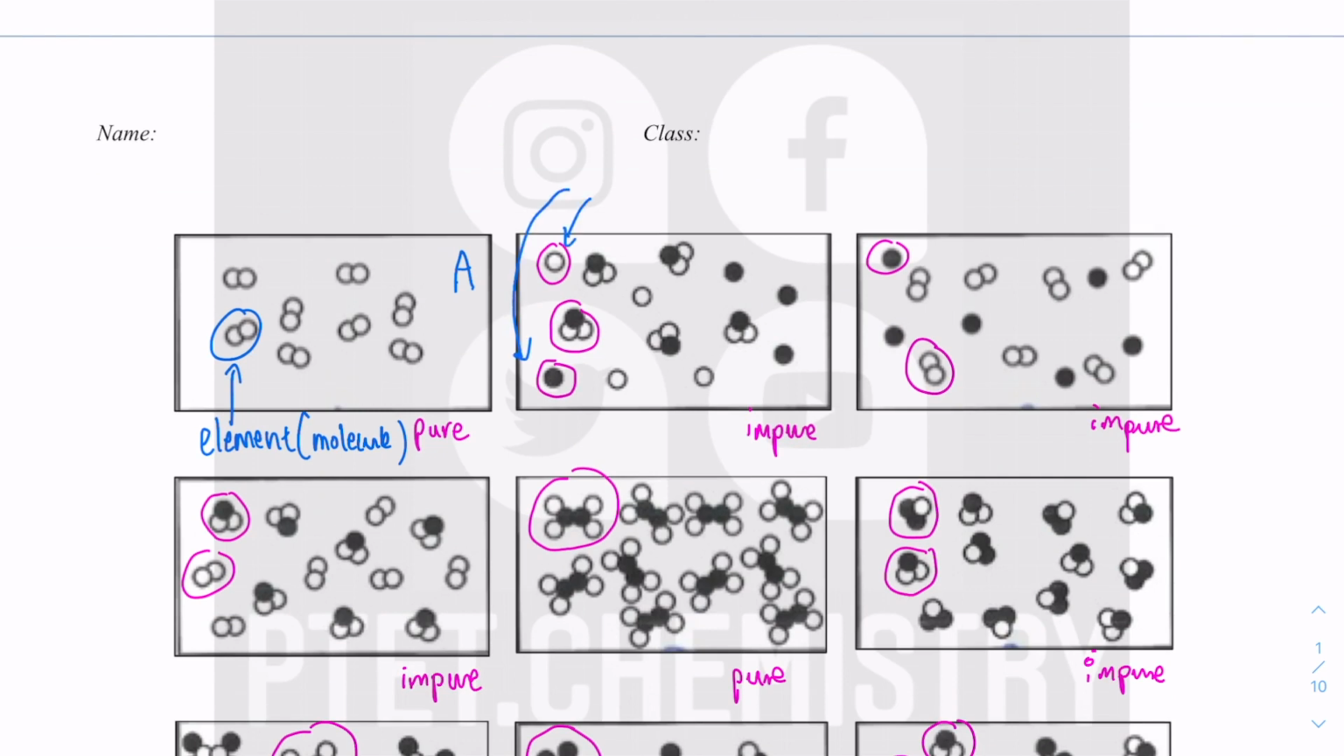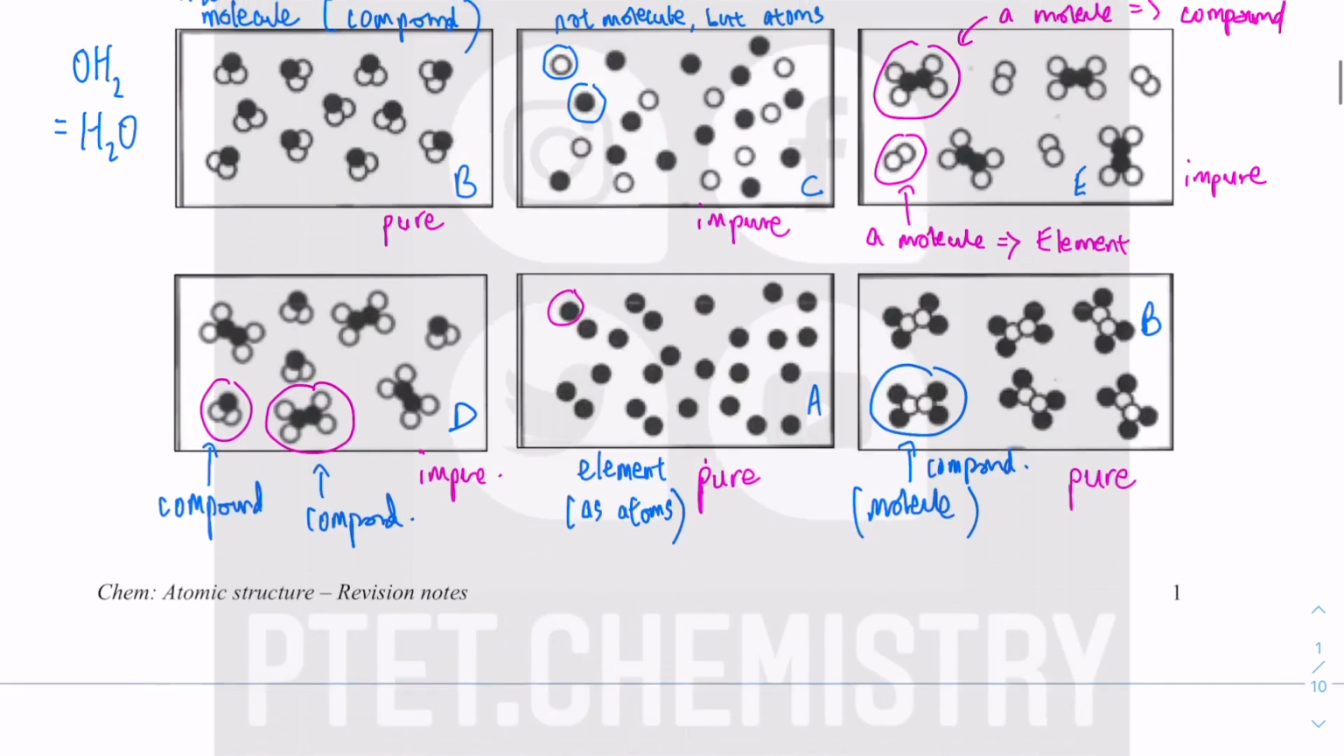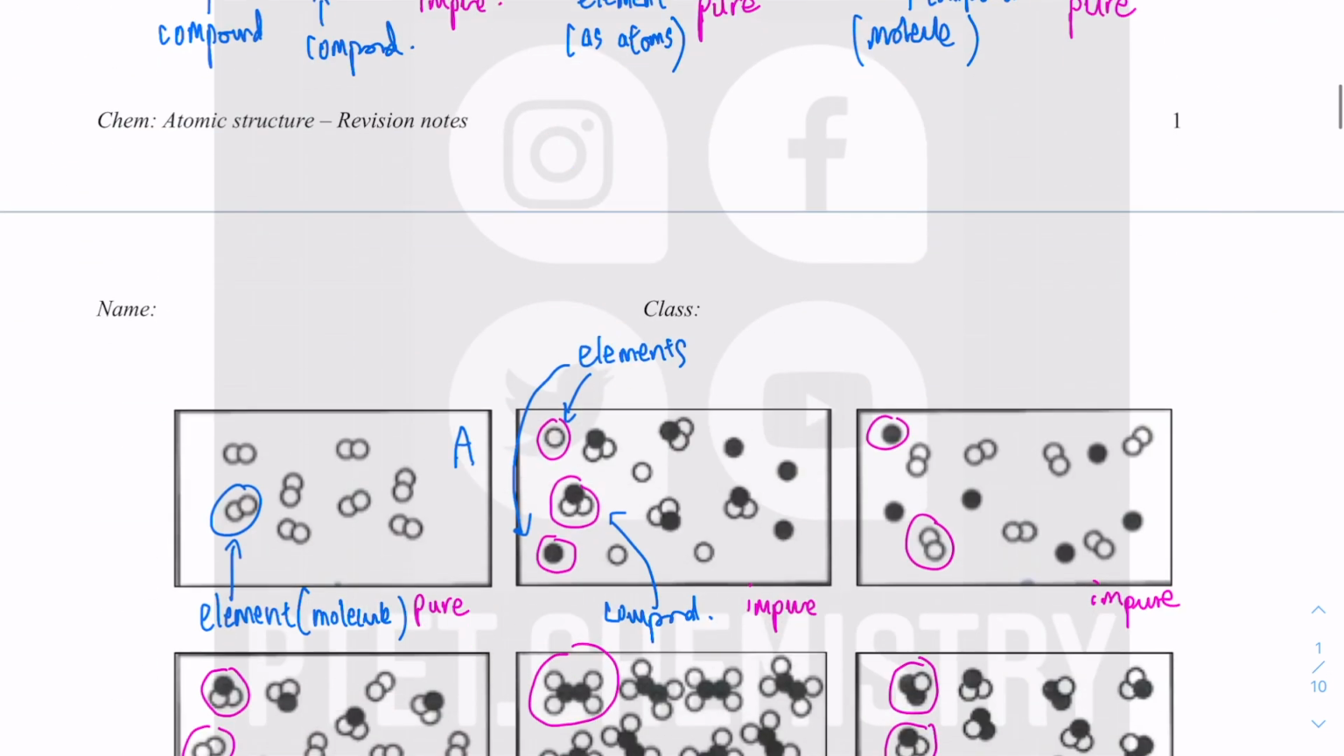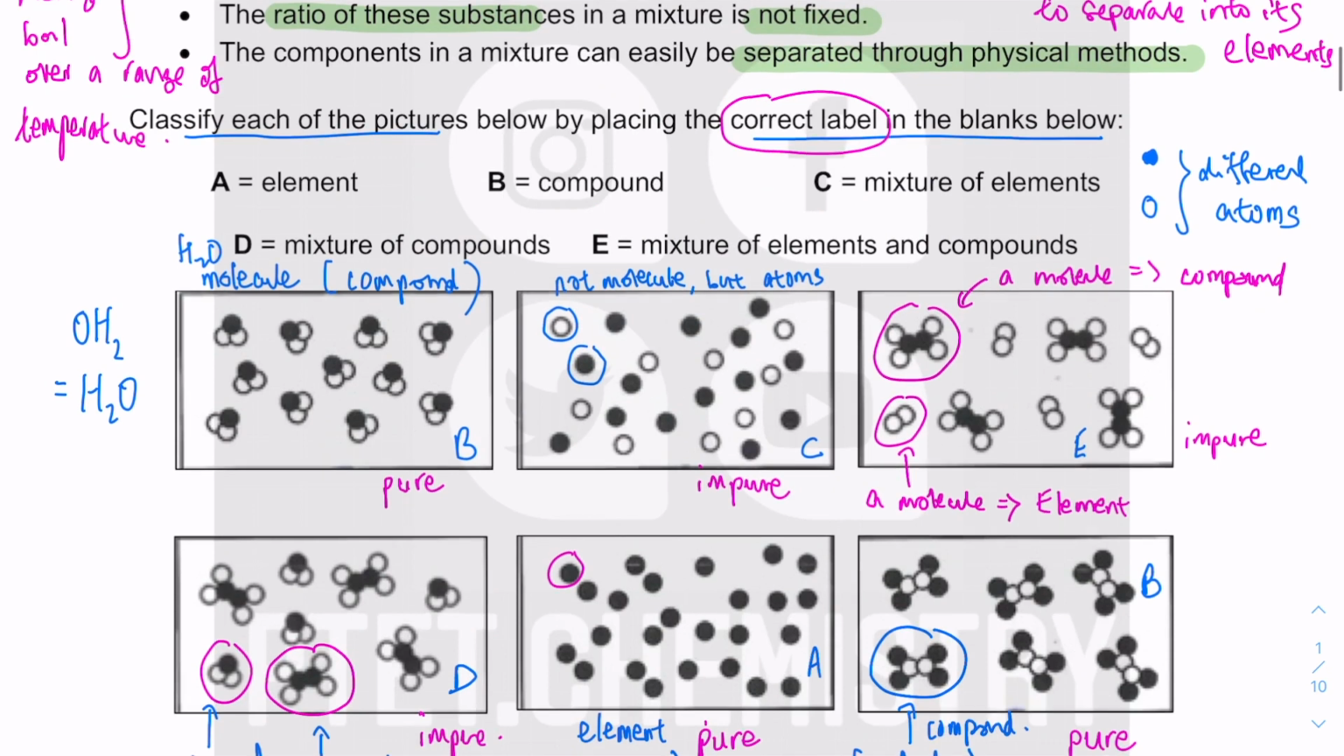These are elements, of course, that exist as individual atoms. This one is a compound, so what you have is a mixture of element and compound, which is E. This is an individual atom. This one is an element, but it exists as a molecule, so it contains two or more atoms, but the same kind of atoms, so only one kind of atom in the molecule, so it's an element. Again, this is a mixture of elements. Mixture of elements would be C.